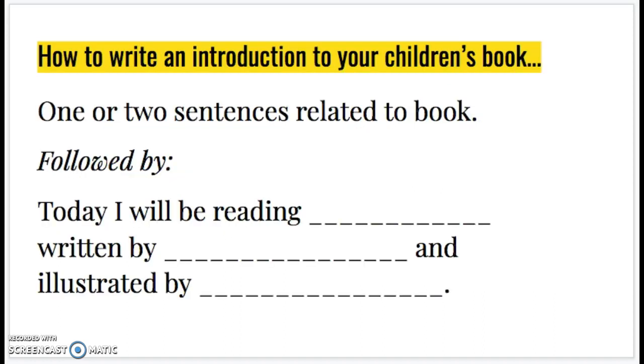So I kind of broke down how to write an introduction to your children's book. I would start with maybe 1 or 2 sentences that are related to your book, just to kind of give us a little bit of background information or tell us a little bit about what your book is about to start. And then followed by, today I will be reading, and then you'd fill it in with the title of your book, written by whoever the author is, and illustrated by whoever the illustrator is.